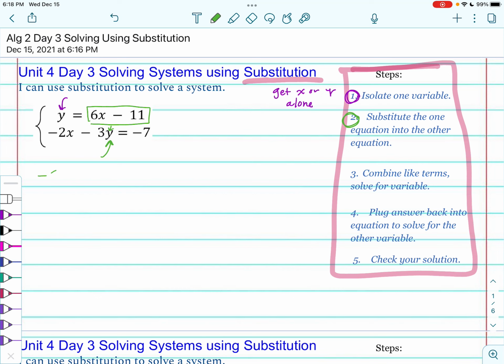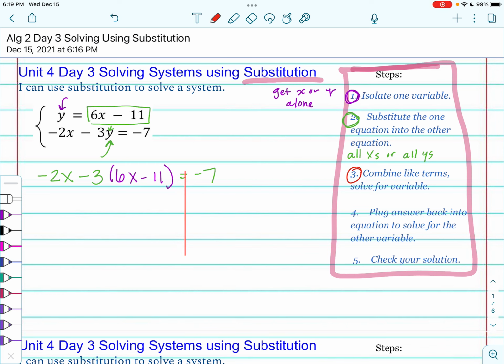Okay, so I'm going to do negative 2x minus 3. Y, the variable we got alone, is the same or equals 6x minus 11. And then I'm going to keep copying. Okay, so it's the same problem, but I hope you notice now you should have either all x's or all y's. Okay, combine like terms and solve for the variable. All right, so in this case I'm solving for x because I have all x's.